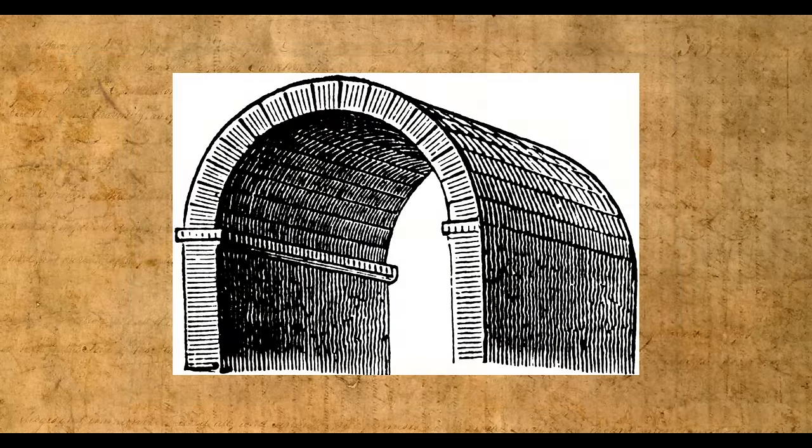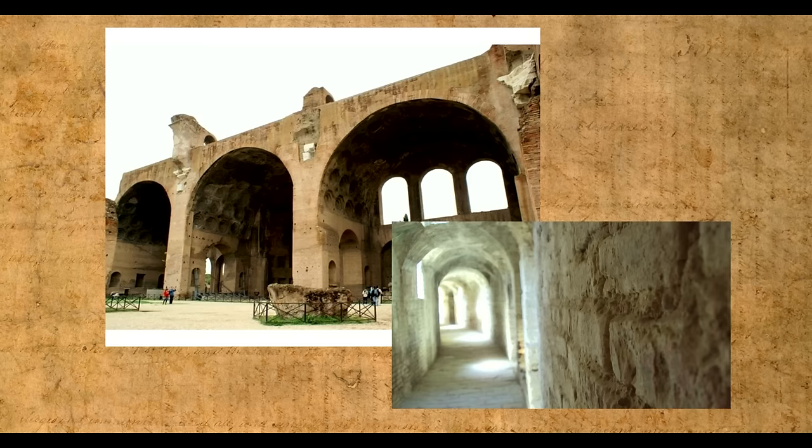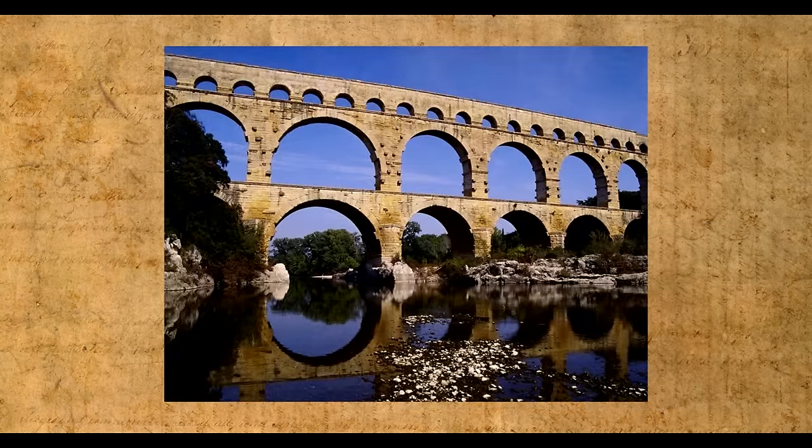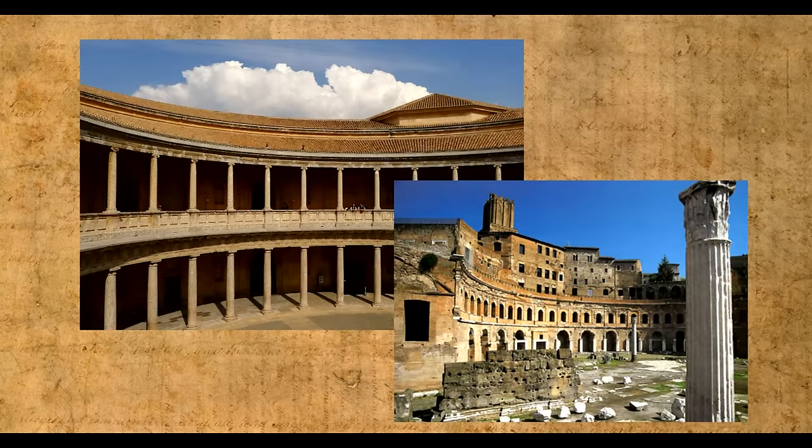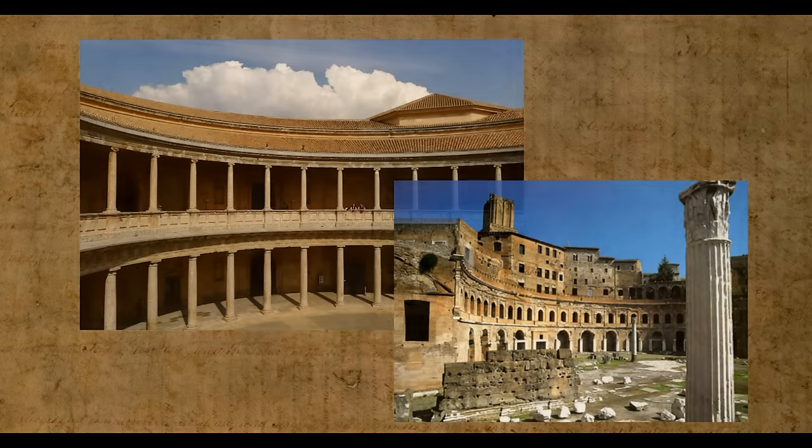The use of the arch also allowed for barrel vault construction, which was used to enclose large spaces without the use of intrusive interior pillars for structural support. The use of arches in a successive line, such as those found in aqueducts, also enabled the creation of exterior spaces known as an arcade.